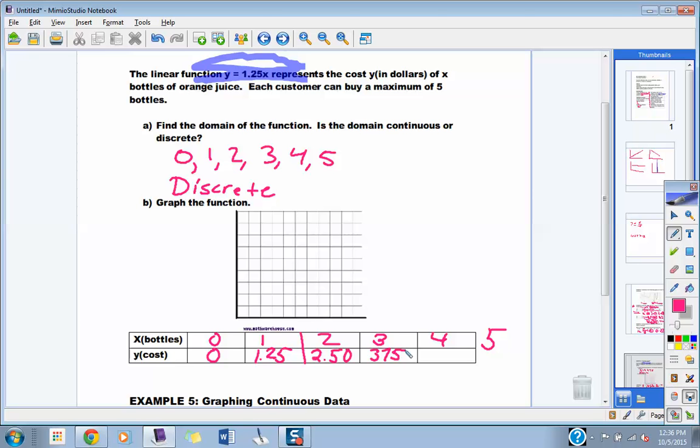4 times 1.25 would be, whoops, I'm getting a decimal in there, $5. And I'll just tell you 5 times 1.25 would be $6.25. Right? That'd be $6.25.